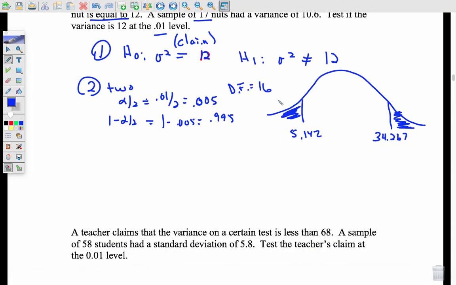If you ever have any issues on which one goes where, again, we start at 0 and work our way up. So the larger number goes on this side, the smaller number goes on this side. And then we also have a right versus a left-tailed test. In this case, we have a two-tailed test.